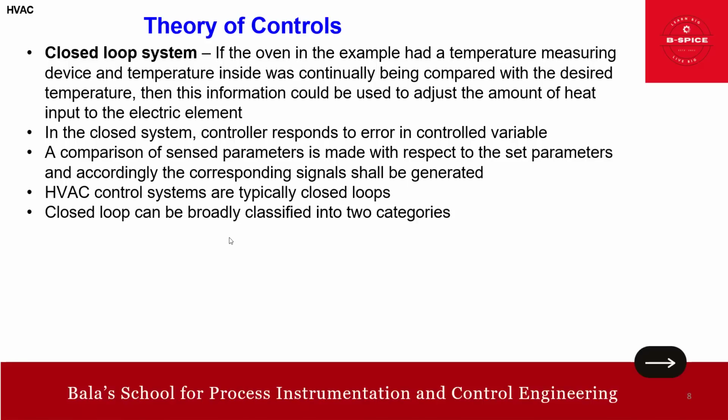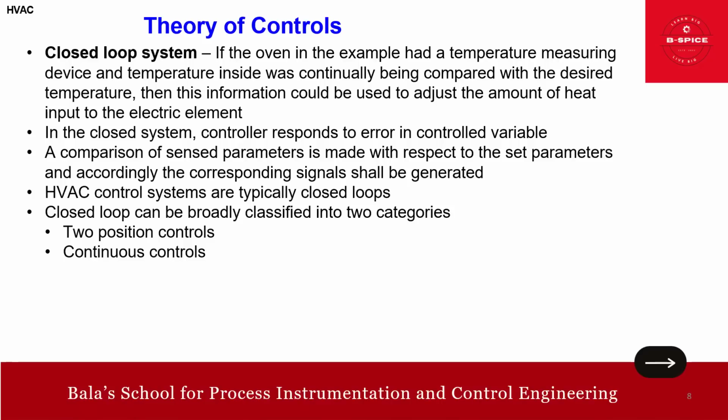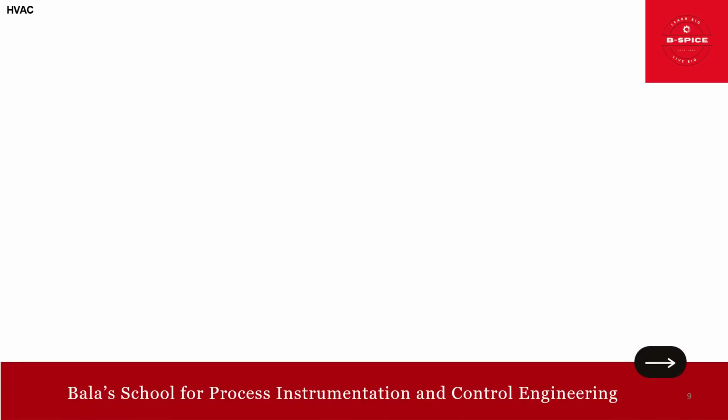Closed loop can be broadly classified into two categories. Friends, you may be a master in DCS control, but we are talking about HVAC. So it is divided into two categories: two-position control and continuous control. So this is the simple theory about closed loop in HVAC.